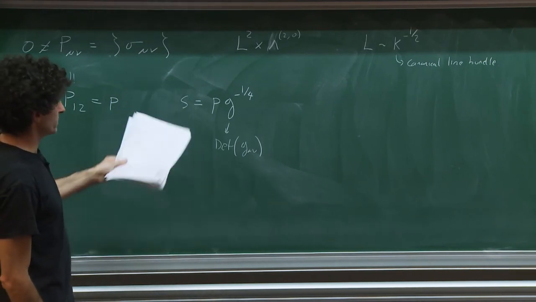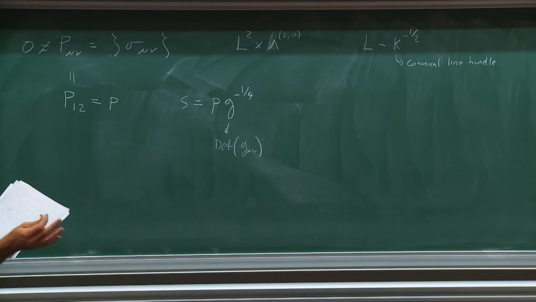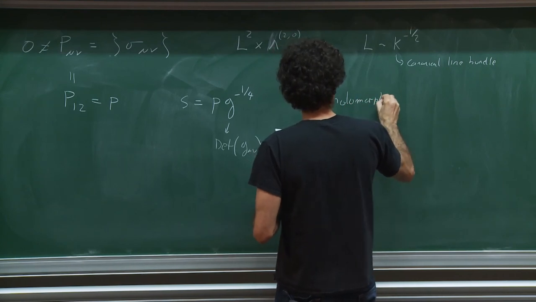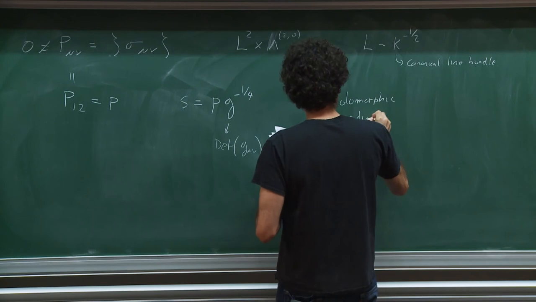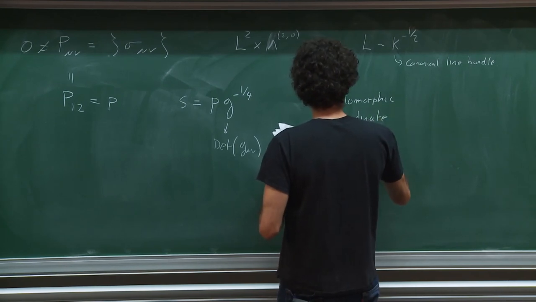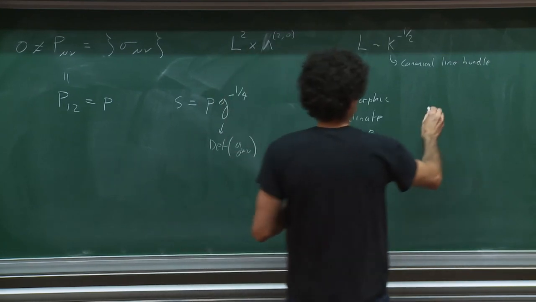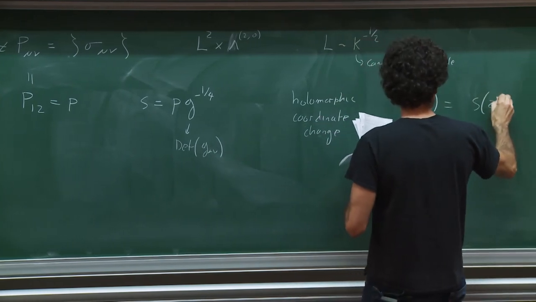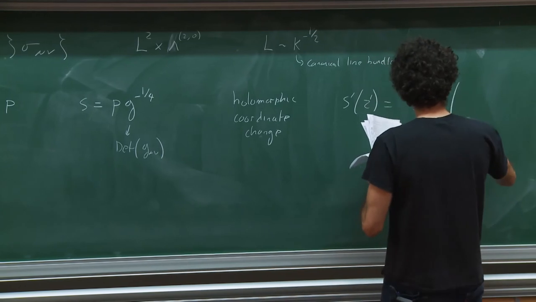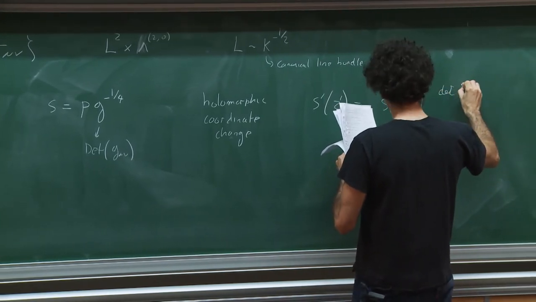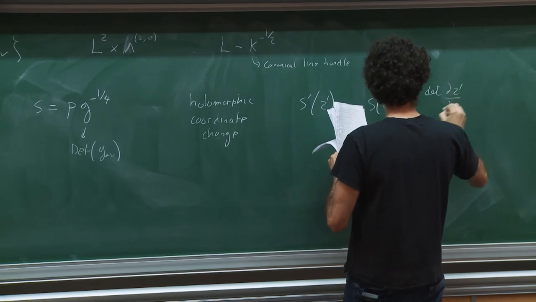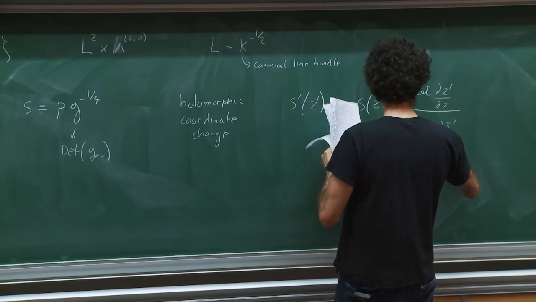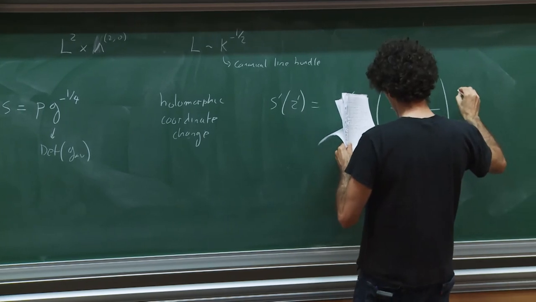And now you can ask, how does S change under changes of coordinates which are holomorphic? So now you do a holomorphic coordinate change. And what you discover is that the new S in the new coordinates is equal to the old S in the old coordinates times a phase. And this phase is the determinant of dz prime over dz divided by the determinant of dz bar prime over dz bar, to the power a half.